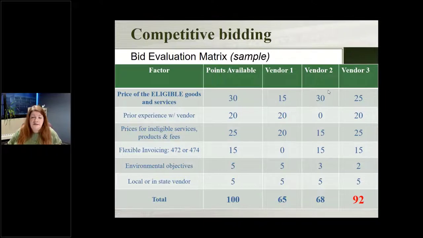And you'll see here in this example, vendor two, the cheapest one, because they earned a full 30 points for having the best price, is not the actual best choice when it comes to being the most cost effective and everything else that is important to you. Vendor three ended up with 92 points. And you can see the big important part here was prior experience with this vendor. It may be my current vendor, it may be somebody I know in town, whatever. Vendor two, even though they are cheapest, got zero in prior experience.